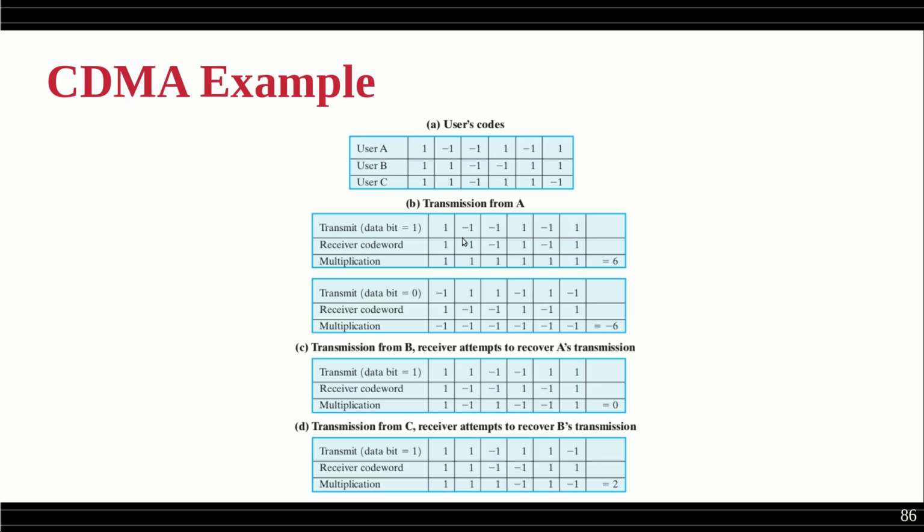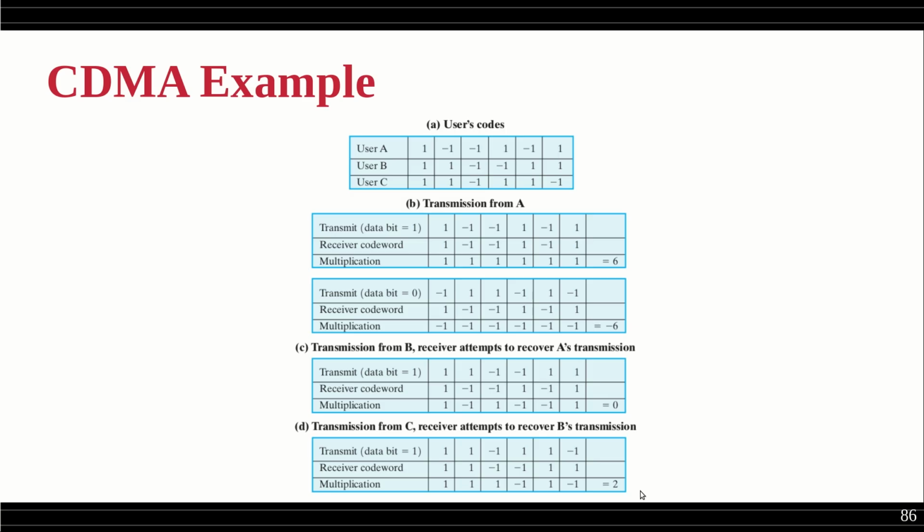For your calculation, you can cross check the table I took from the textbook. Take those three codes and see whether orthogonality is maintained between all the pairs, and see how correct decoding is done. Some of the calculations are shown here, like 6 and minus 6, which we already explained. When B's data is received using A's code, you get 0. Between C and B, orthogonality is not maintained, but you get a very small value like 2, and those calculations are shown here for you to verify in your own way.